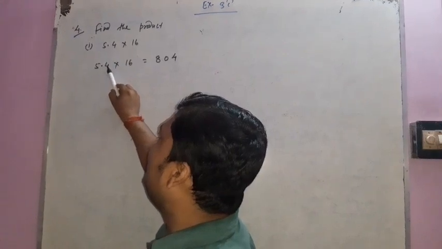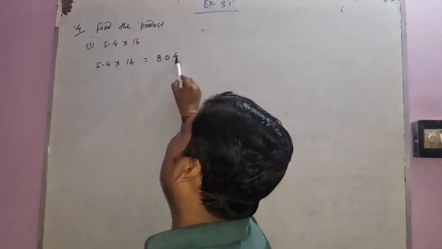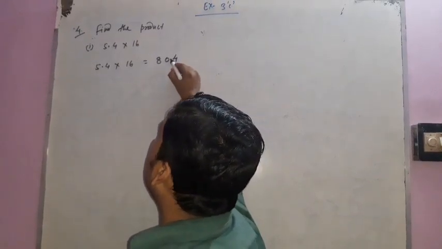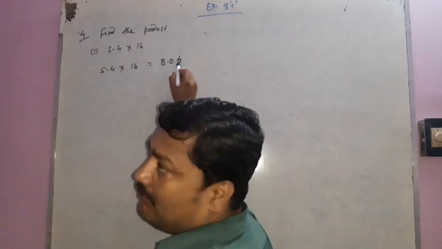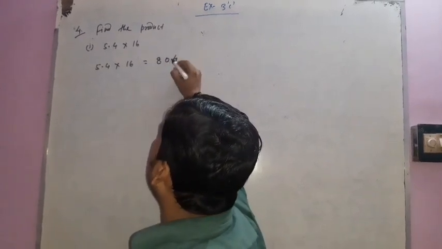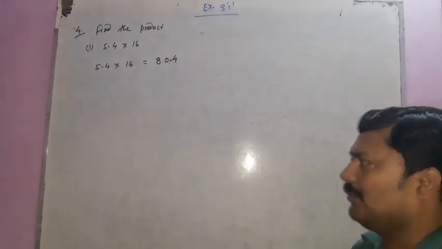Here after the decimal, how many digits are present? 1. So in this number, after the decimal, only 1 digit is required. So we have to put the decimal here, because then after the decimal there will be 2 digits possible. So we mark the decimal here: 86.4.